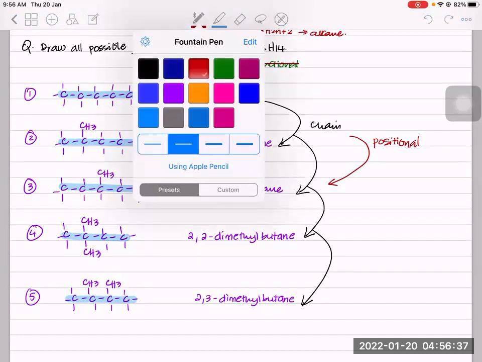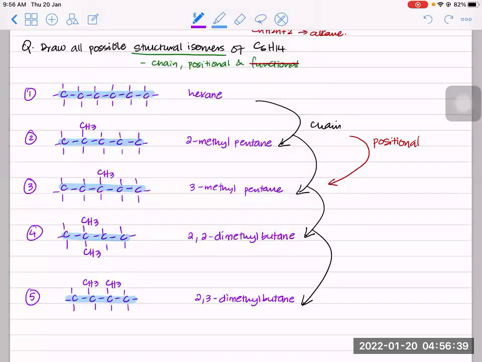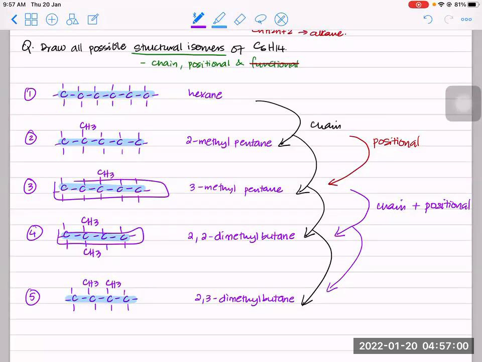Whereas number 3 and number 4 are both chain and positional. Do you see that? The chain is also changing and the position is also changing. Here the position was on carbon number 3. Here the position is on carbon number 2. Chain was 5, chain was 4. So they're chain plus position. You don't have to tell them separately. I'm just showing you so you can identify it.